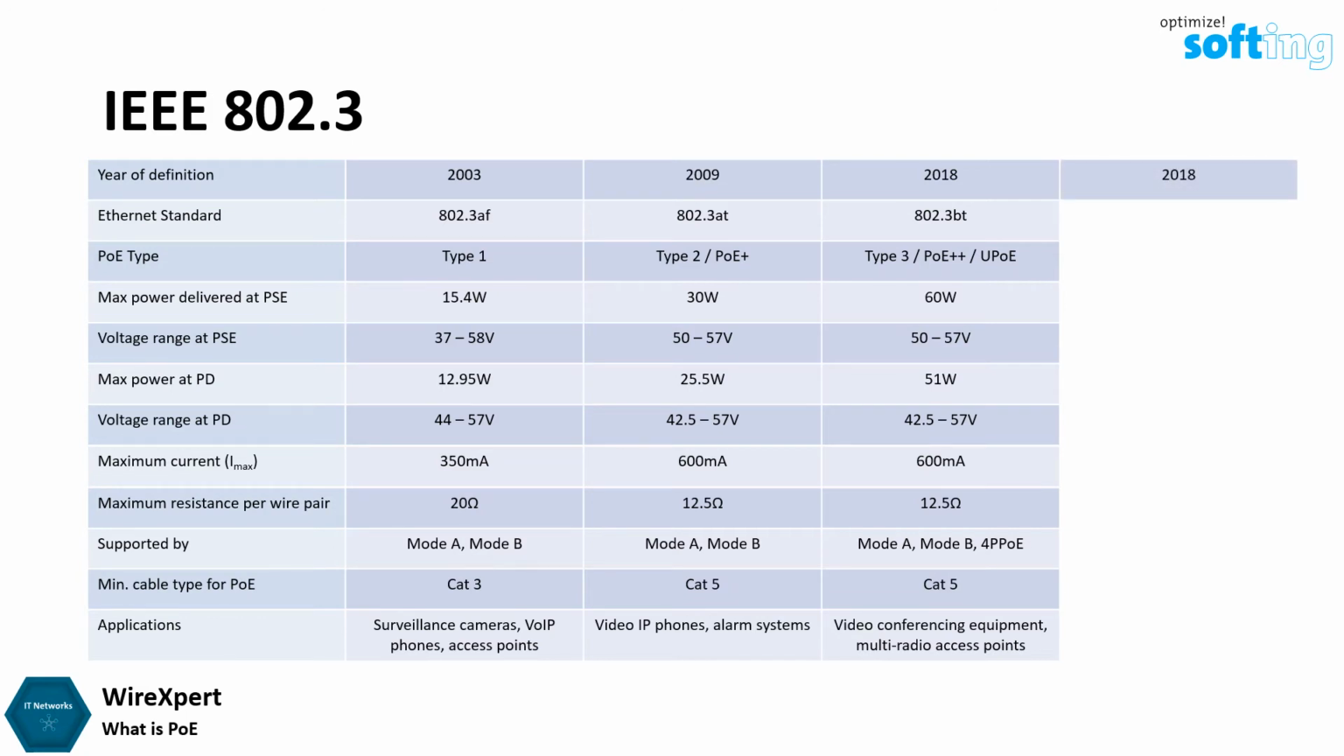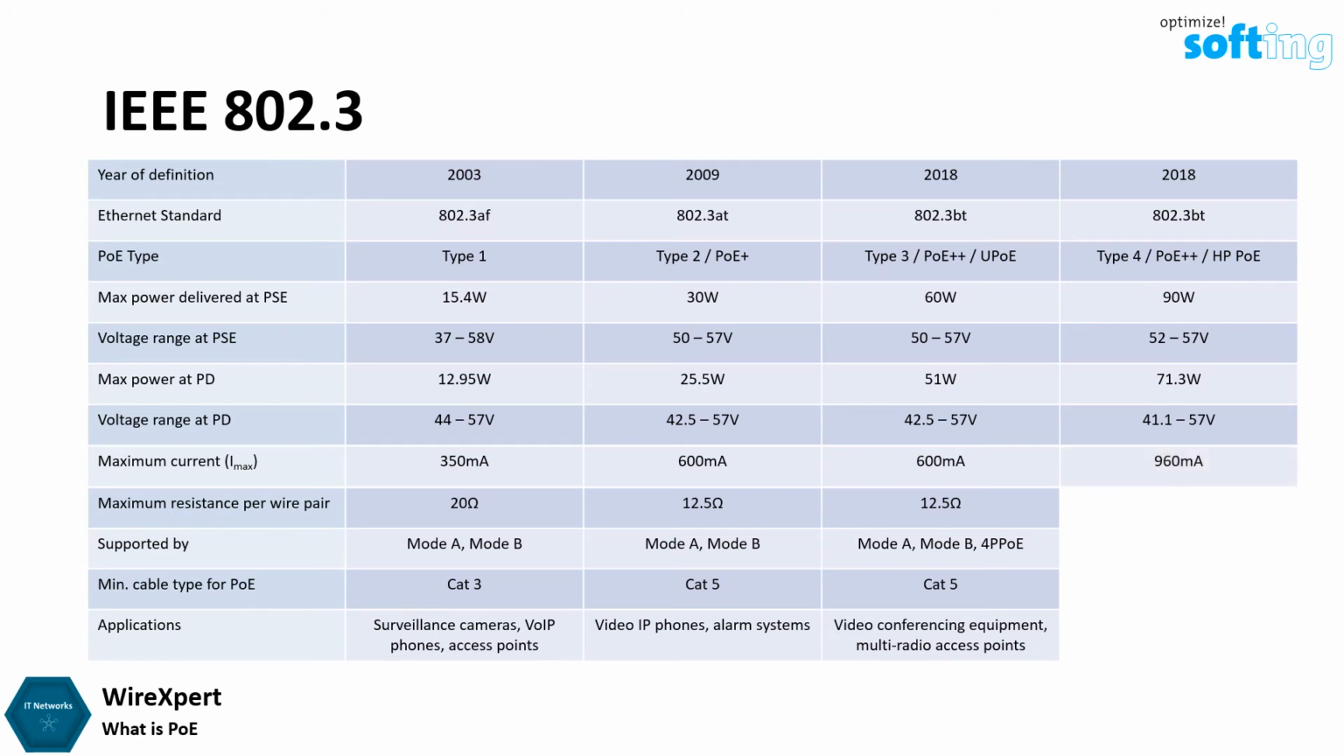Also defined in the IEEE 802.3 BT standard is Type 4 PoE, also referred to as PoE++ or High Power PoE. It states that the maximum power allowed from the power source equipment is 90 watts at 52 to 57 volts, and the maximum power arriving at the power device is 71.3 watts after loss at 41.1 to 57 volts. The maximum current for a Type 4 PoE is 960 mA, with a maximum resistance of 12.5 ohm per wire pair. Type 4 PoE is only supported by 4 pairs PoE, using at least a Cat5 Ethernet cable for devices such as laptop computers and flat-screen televisions.